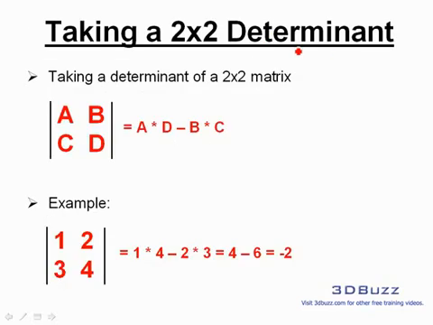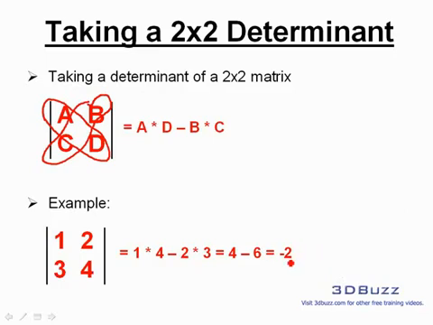So taking a 2 by 2 determinant, that's really easy. Let's say you had a matrix with 4 values, A, B, C, and D. The determinant is simply A times D diagonally minus B times C diagonally. So in this example, you go 1 times 4 minus 2 times 3, which is 4 minus 6, which is negative 2. Gotcha. Very simple.